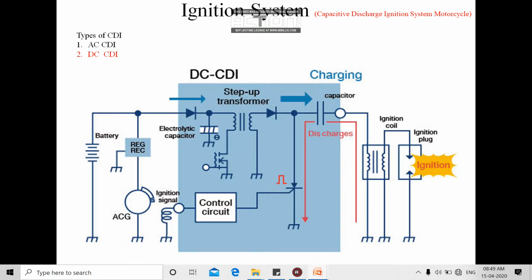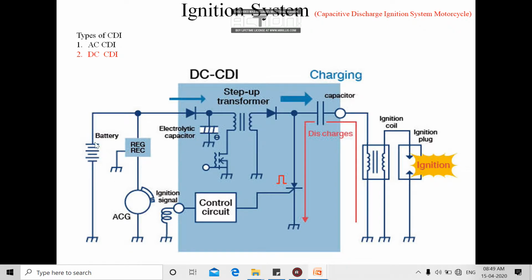Hello class. Now we'll see how the DC CDI is exactly working and what the construction of the DC CDI is. Previously we have seen AC CDI, and the main difference between AC and DC CDI is that here you can see there are two power sources connected to the CDI unit.